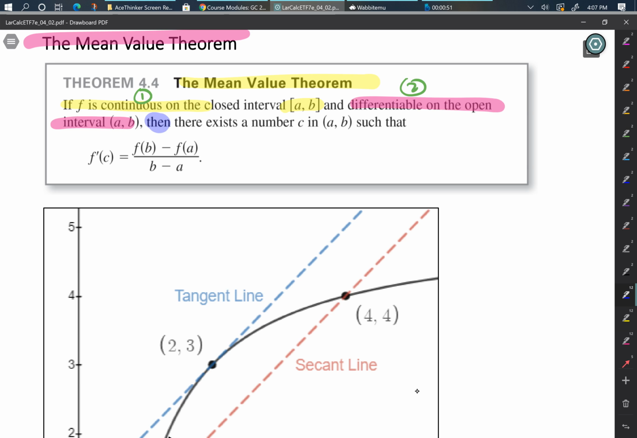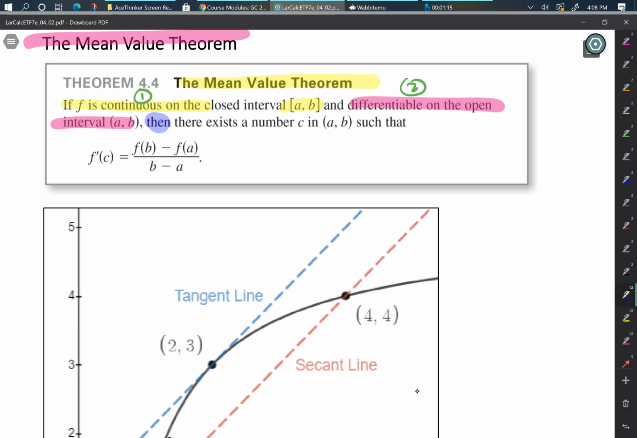The left-hand endpoint and the right-hand endpoint don't have to have the same y value. It just jumps in and says there exists a number c in a, b such that f prime of c is equal to f of b minus f of a divided by the quantity b minus a.